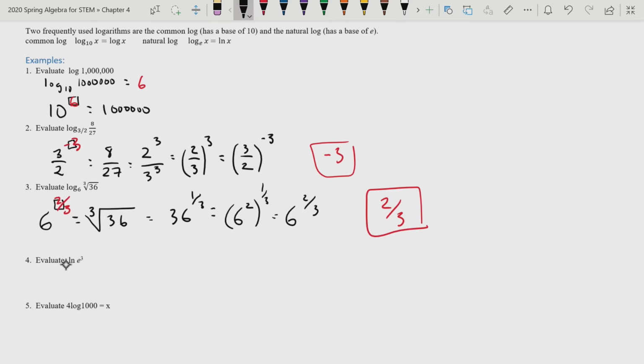Let's evaluate the natural log of e to the third power. This is just shorthand for the log base e of e to the third power. What's the exponent on e that gives e to the third? That's 3.